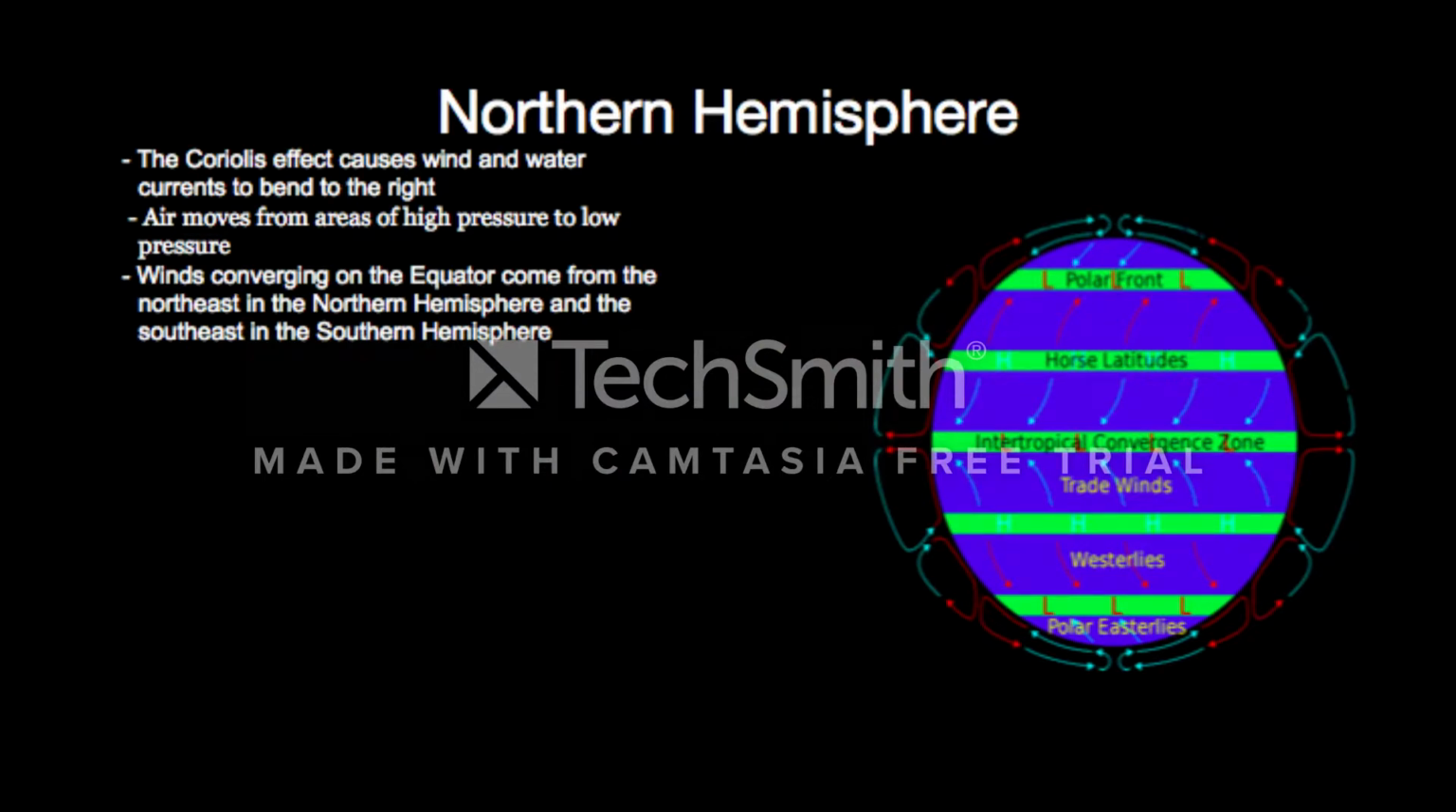Northern Hemisphere. The Coriolis effect causes wind and water currents to bend to the right. Air moves from areas of high pressure to low pressure. Winds converging on the equator come from the northeast in the northern hemisphere and the southeast in the southern hemisphere.